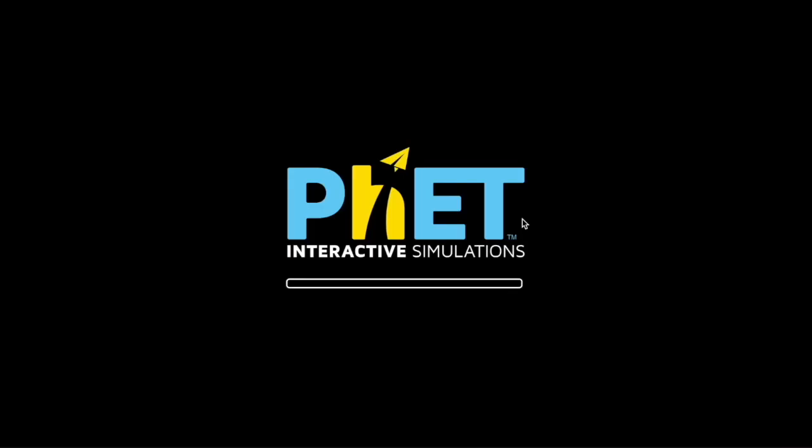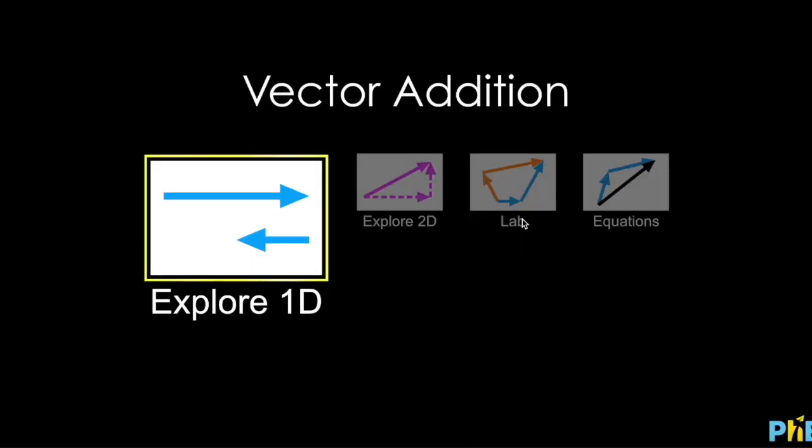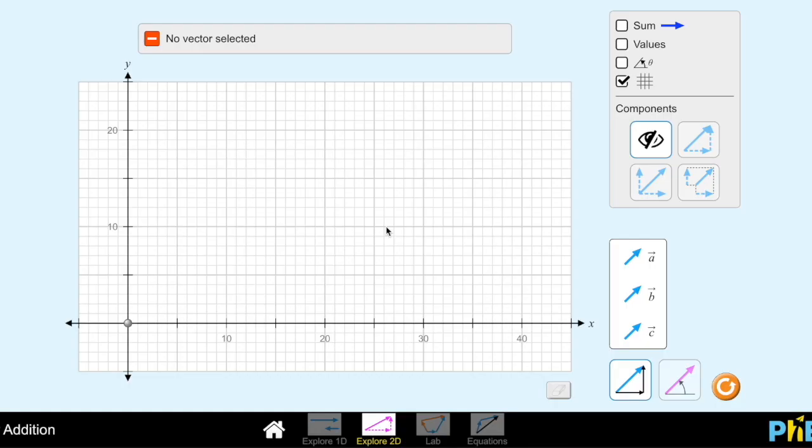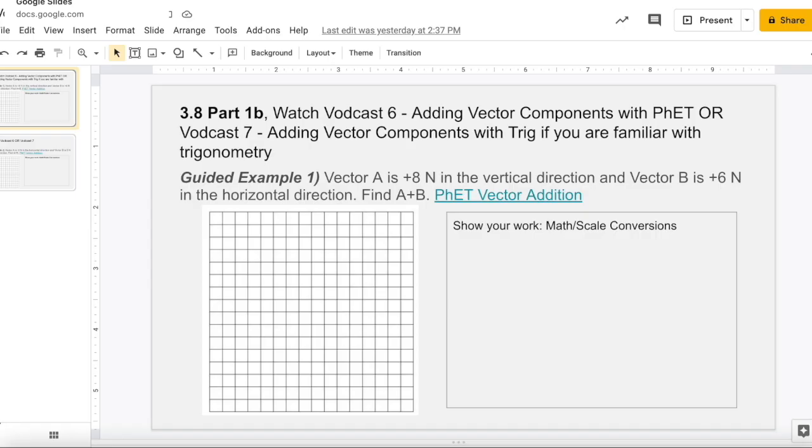The purpose of vector addition for this unit is to deal with forces that act in both the x and y directions. So we're going to want to go to Explore 2D. I like having the values and angles checked to make it easier to read what we're trying to find. In the problem, we're wanting to add vector A that's positive 8 newtons in the vertical direction, or up, and vector B that's positive 6 newtons in the horizontal direction, or to the right.